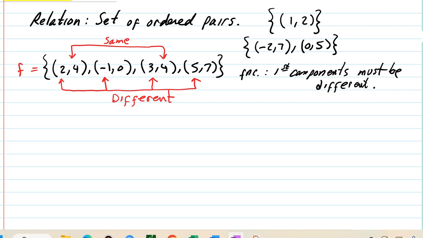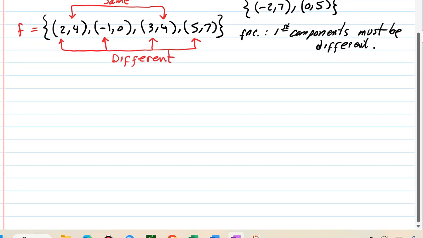Now, is it possible for the second components to be different, or do they have to be the same? Well, there's really no restriction on the second components for the function. However, we would like the second components to be different also, but that's for a different reason that we will talk about later. So here's again the relation definition of a function.